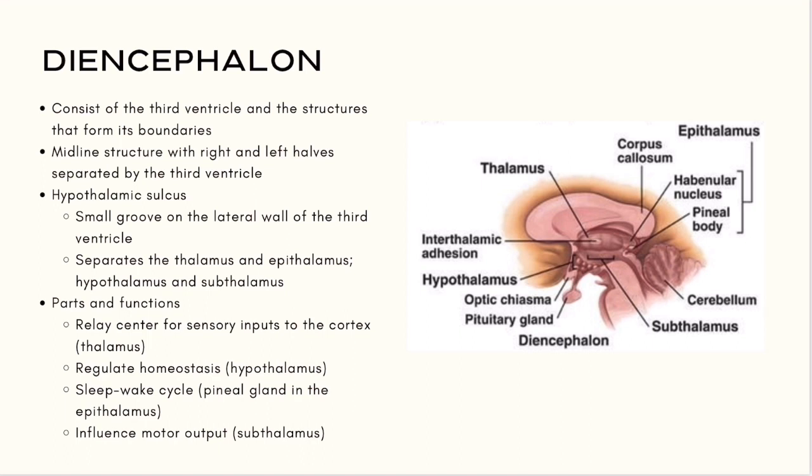Now, let's proceed to the parts and functions, something very basic. The thalamus is the relay center. Remember that, the relay center for sensory inputs to the cortex. Next, we have our hypothalamus, which, if you were able to grasp in the previous slides, is for the regulation of our homeostasis. Next, we have our pineal gland in our epithalamus, which is for our sleep-wake cycle or circadian rhythm. And finally, we have our subthalamus, which influences motor output. So just try to remember those four general functions of the thalamus, hypothalamus, the pineal gland, and the subthalamus.